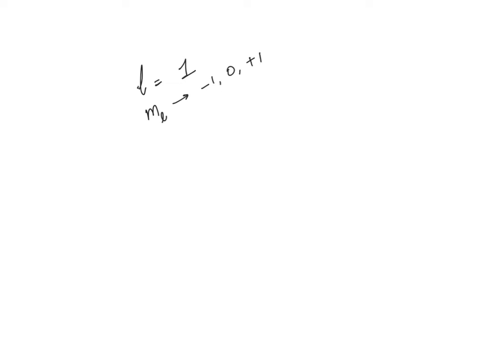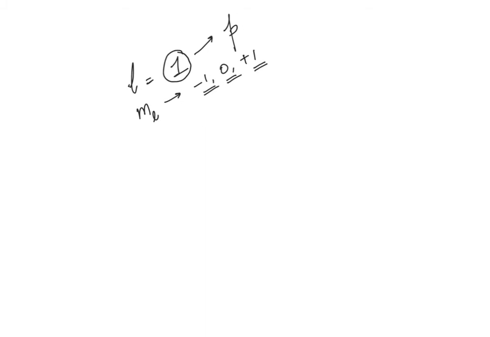Again, what does this mean? This means that in a subshell where L is equal to 1, there are 3 orbitals. Now what is L equal to 1? If you recollect from the previous video, it's denoted as p, right? So every p orbital exists as a set of 3 orbitals, right?